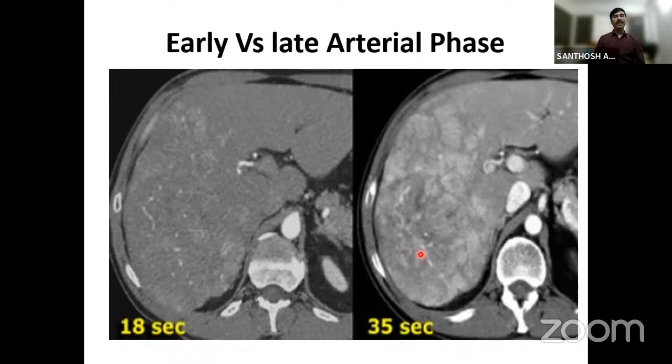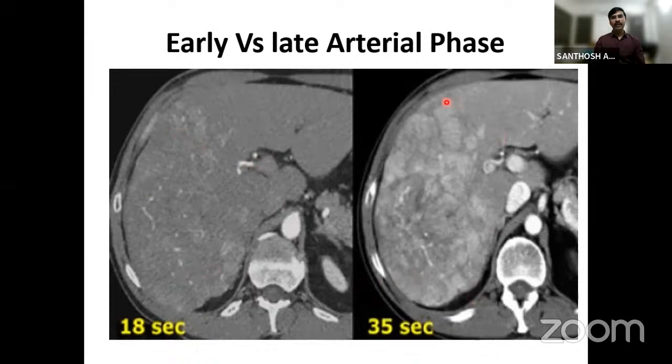So now we follow arterial phase and portal venous phase. One has to remember that whenever we say arterial phase, we are not going to do the early arterial phase. We are going to do the late arterial phase. The early arterial phase is 18 seconds. This is useful only to study major vessels like the aorta till the right and left hepatic artery. Beyond that, capillaries we may not be able to see.